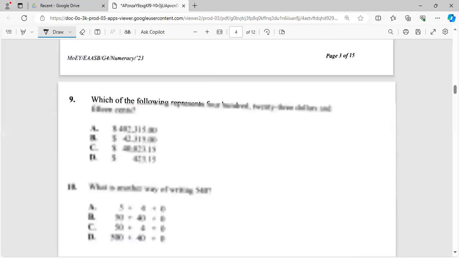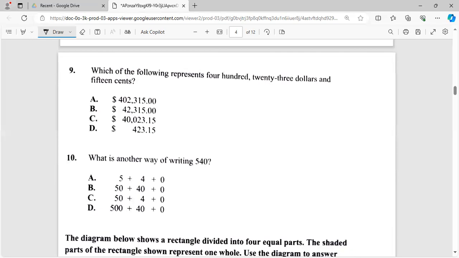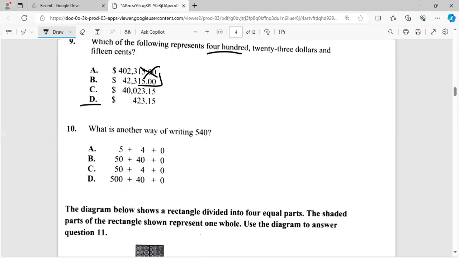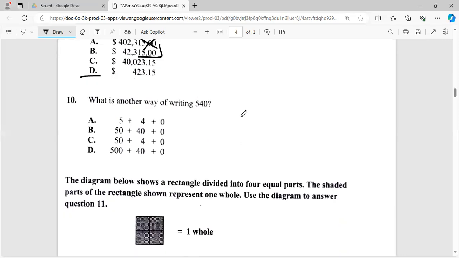Much appreciated. Which of the following represents $423 and 15 cents? So I'm going to just look for the 15 cents first. You see that these end with that, so we can eliminate those. And they say 400, so that would be it. Alright, let's move on to 10. What is another way of writing 540? So it's 500 plus 40 plus 0.